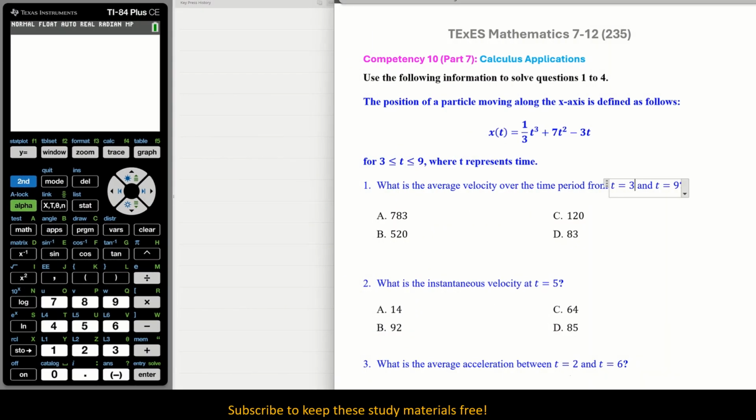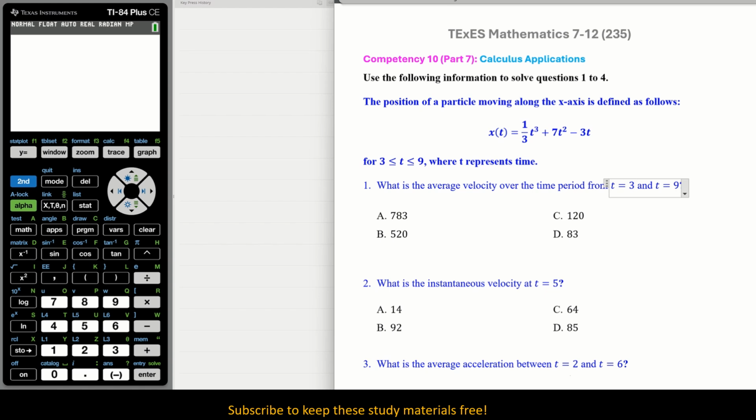Okay, before we begin, let's discuss the problem that we'll be using. It says use the following information to solve questions 1 to 4. The position of a particle moving along the x-axis is defined as follows. X of t equals 1/3 t to the third plus 7t squared minus 3t, on the interval 3 less than t, and t is less than 9, where t represents time.